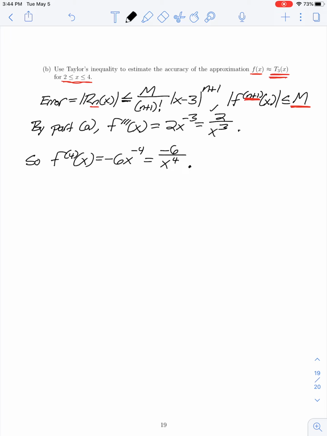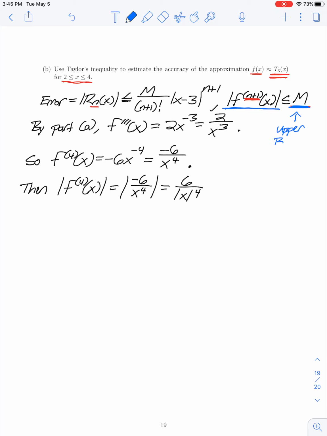Now to find M, we're supposed to look at the absolute value of that quantity. So let's consider the absolute value of this fourth derivative. That is the absolute value of negative 6 over x to the fourth, which would be positive 6 over the absolute value of x to the fourth power. Now to find the value of M, we want to make that quantity as large as possible. M is the upper bound for that quantity.